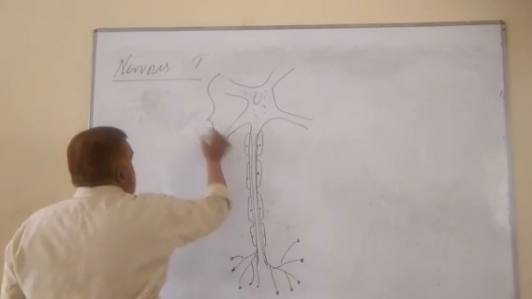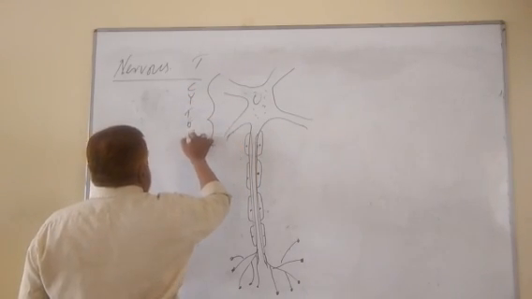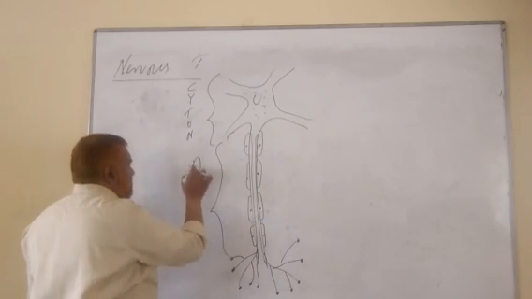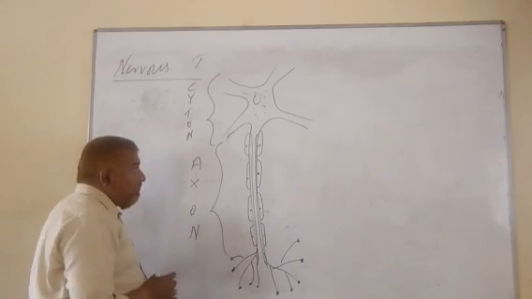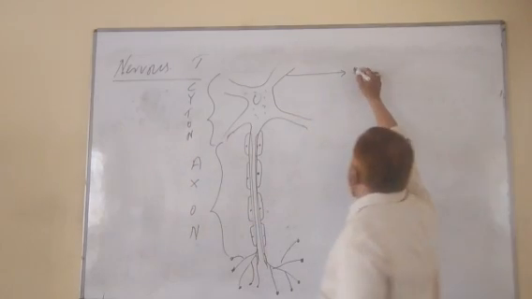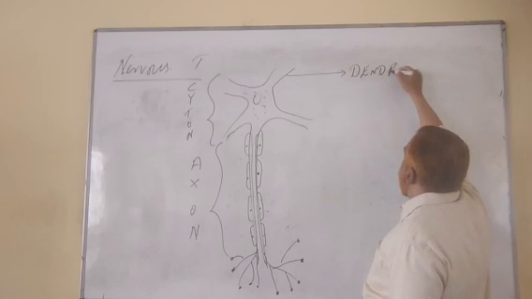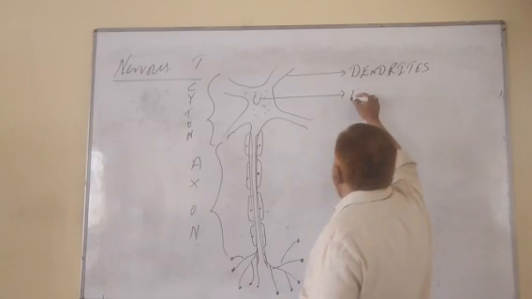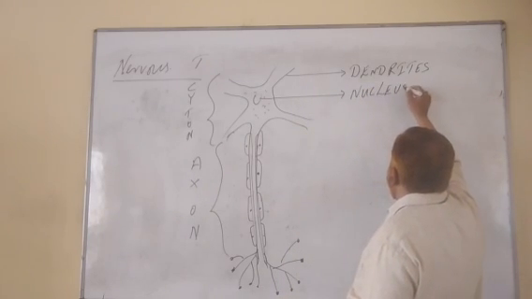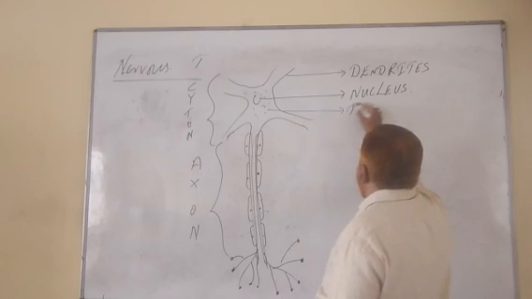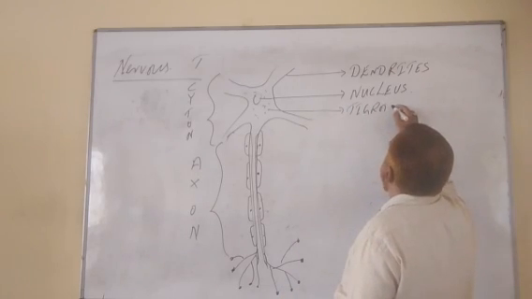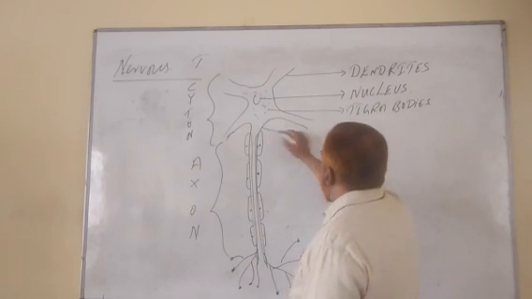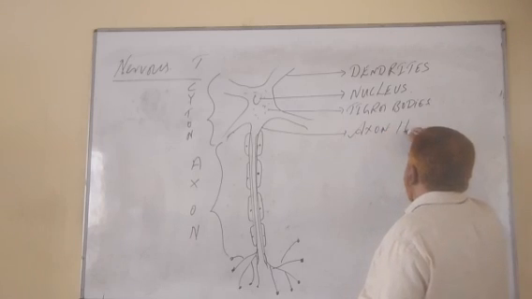This part is known as cyton. What is known as cyton? Cyton. This is known as axon. Then they are known as dendrites. What are they known as? Dendrites. Right? Nucleus. Tigroid bodies. Axon hillock.